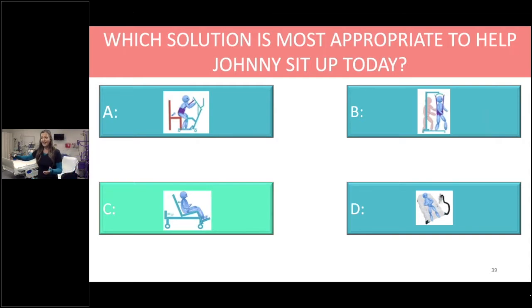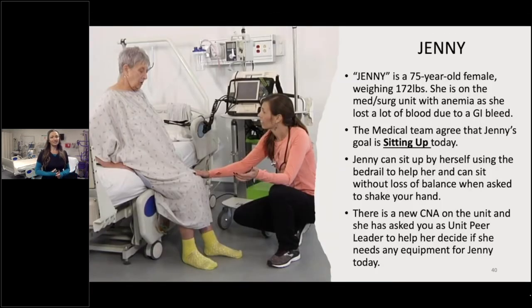We don't have to test, can he stretch his leg, can he stand, can he step and march, because the medical team has set his goal at sitting up. So any of the standing devices are not appropriate, and we do not need to do those steps of the mobility screen. We just need to see how much help Johnny needs to sit up, or can he do it by himself? So let's look at Jenny.